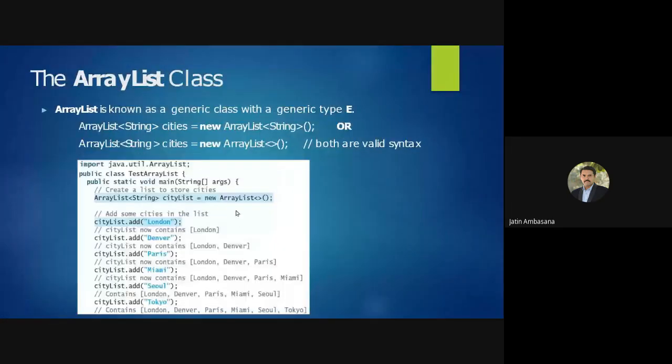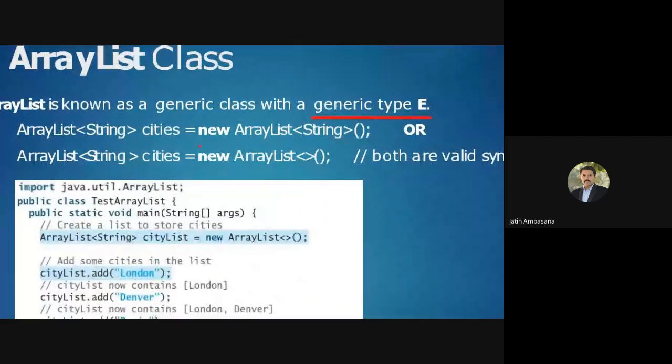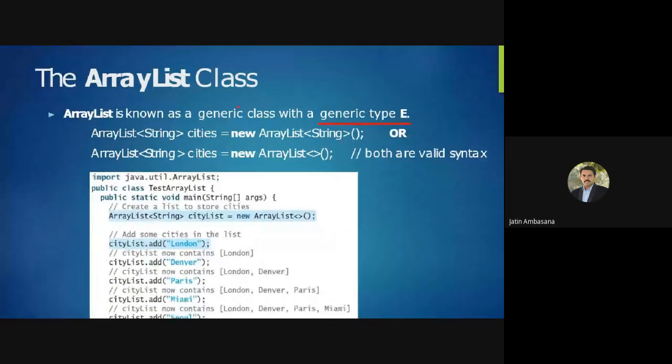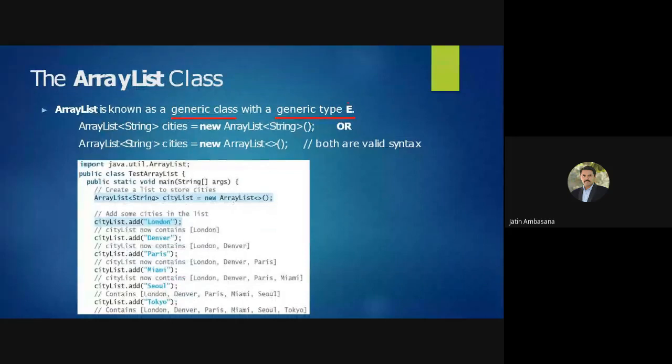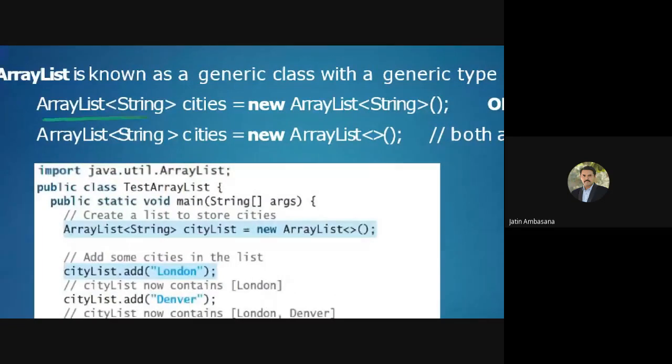Now see, ArrayList is what is known as a generic class, with a generic type. Since it's a generic class, you can specify the type for which you want to make an array list. This is how you make an array list: then angle brackets, and then you specify the type. It means that this will hold an array list of type String objects.